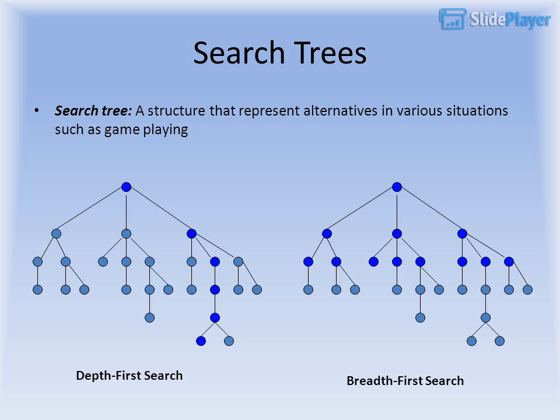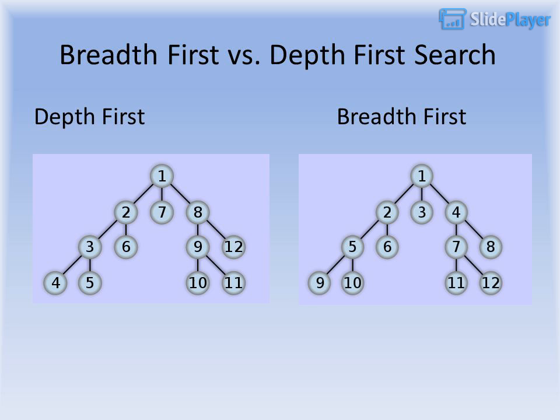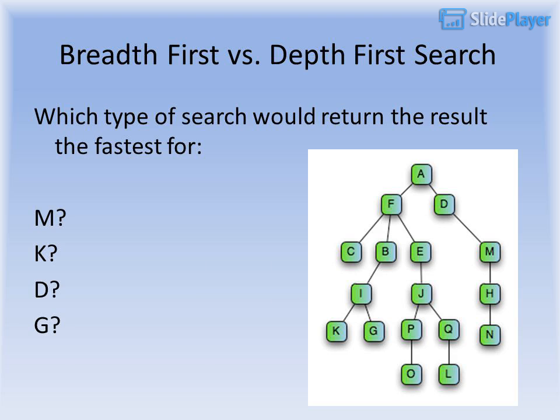Search trees. A search tree is a structure that represents alternatives in various situations such as game playing. Depth first search, breadth first search. Breadth first versus depth first search. Which type of search would return the result the fastest for M, K, D, G?